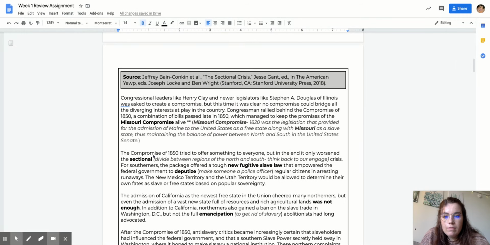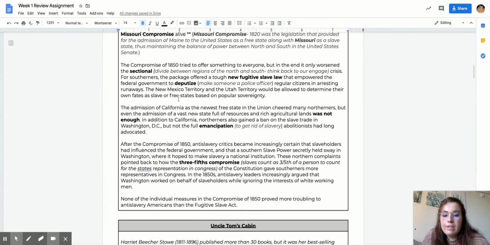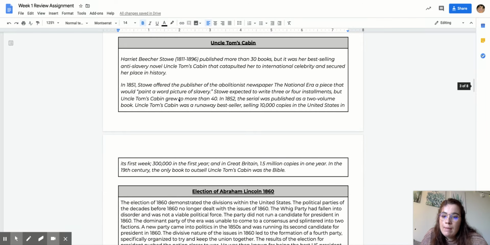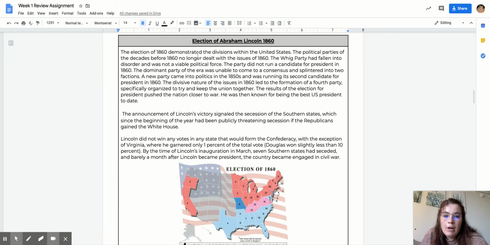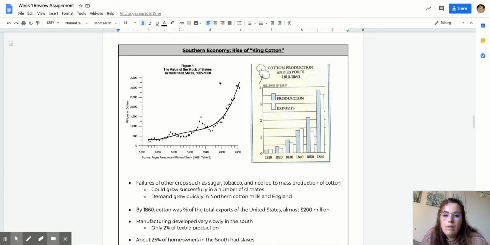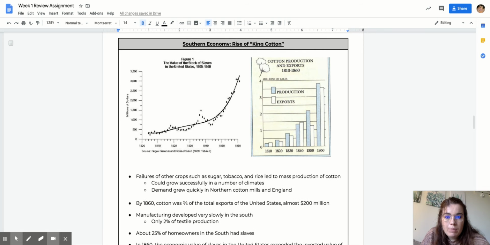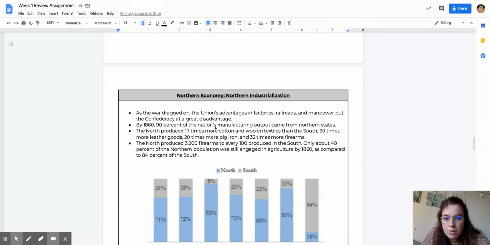So the first text is just this textbook excerpt that is about the Compromise of 1850. And then Uncle Tom's Cabin, just a short review of what it was, the importance of it, and then the election of Abraham Lincoln. And then the two sources that are focused on the economy, which is what we talked about the week before we went on break. So we spent a little bit less time on this than the sources that were more focused on slavery. So the Southern economy, the rise of King Cotton, as well as the Northern economy and this kind of industrialization that was happening in the North.